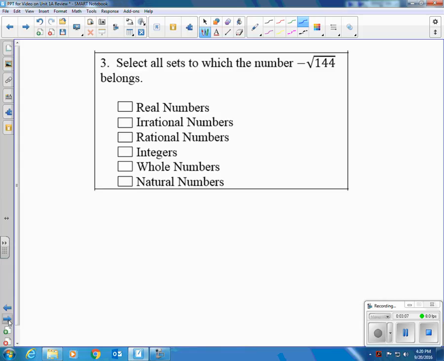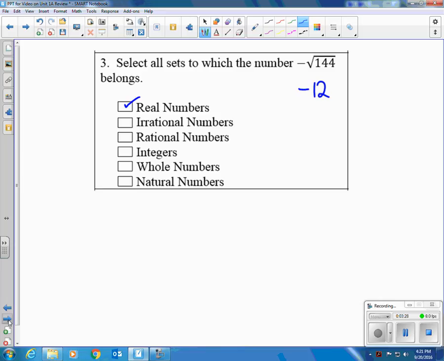Number 3 says to select all the sets to which the number negative square root of 144 belongs. Okay, again, I have to solve this. 12 times 12 is 144, so it's -12. And I want to go down my list. -12 is a real number. That is a true statement. Every number is a real number.